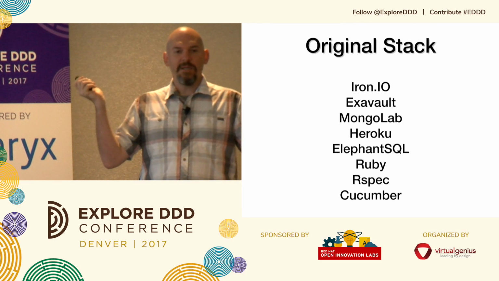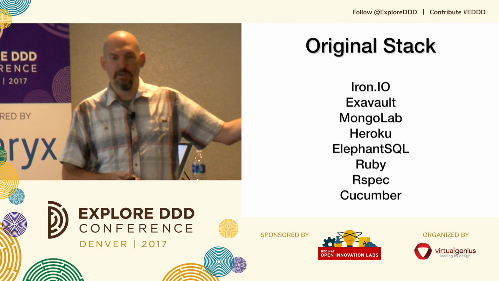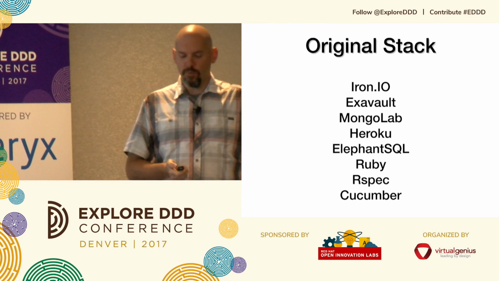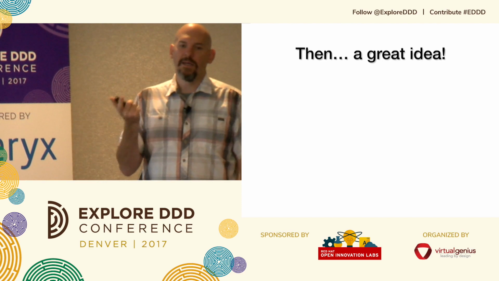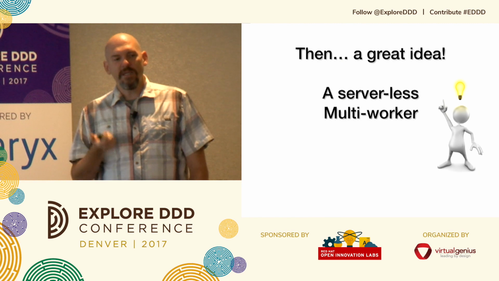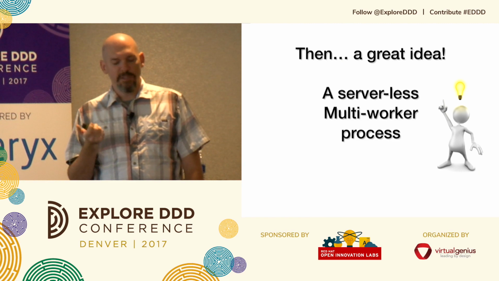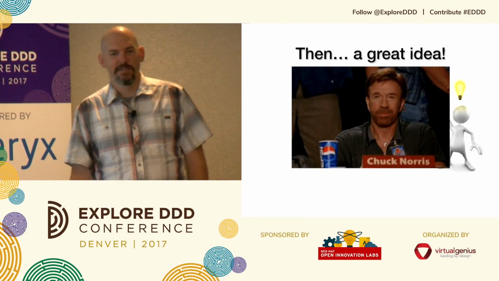And then I'm a Rubyist. That's what I love to do. So we write it in Ruby, and RSpec and Cucumber are two testing libraries for Ruby. But then we had a great idea. As we were just getting started with this, we thought, well, what if we did this serverless as a multi-worker process? Oh yeah, Chuck Norris seal of approval.